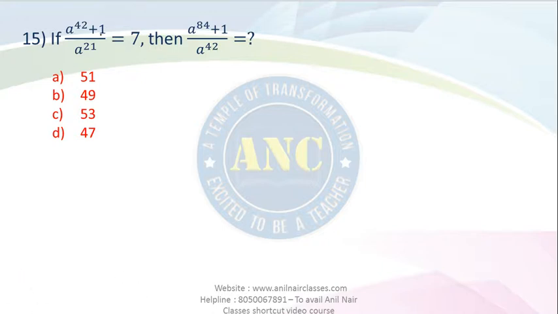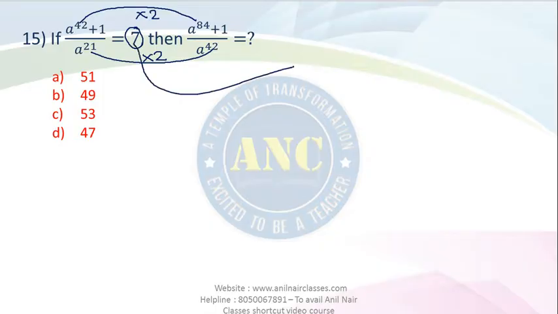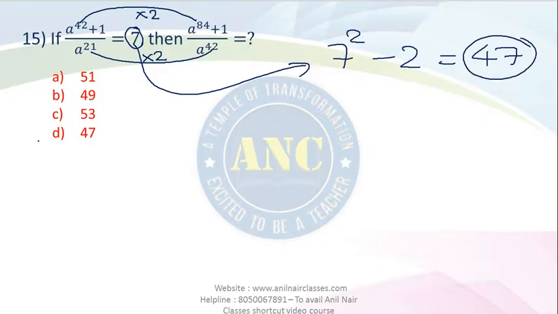A power 42 plus 1 divided by a power 21 is 7. A power 84 plus 1 divided by a power 42 is how much? 42 is becoming 84, doubled. 21 is becoming 42, doubled. Whenever it is doubled, my answer is take the right hand side, square it, subtract 2. 49 minus 2 is 47. Answer should be 47. Or I also taught you method 3 in my previous problem.